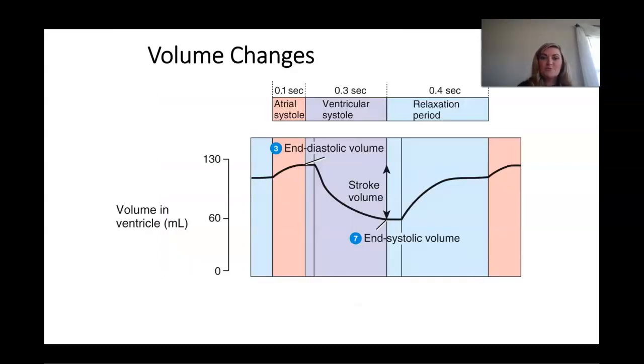Now with volume changes, when everything's going on, you can see how it's going to change throughout the different occurrences that are happening. So if it's atrial systole, notice how the pressure is going to be up slightly. Then when it goes into ventricular systole, notice how it's going to drop down. And then during the relaxation period, notice how it starts to go back up a little bit.